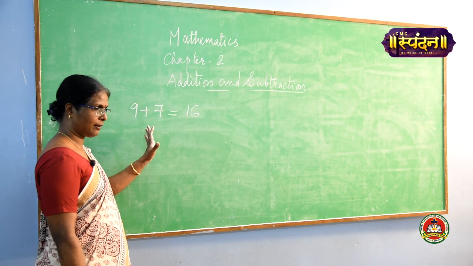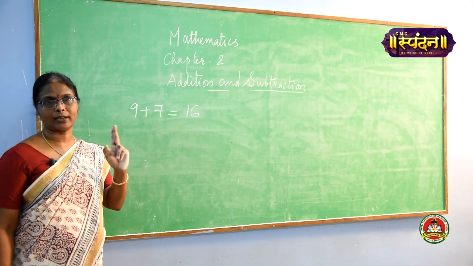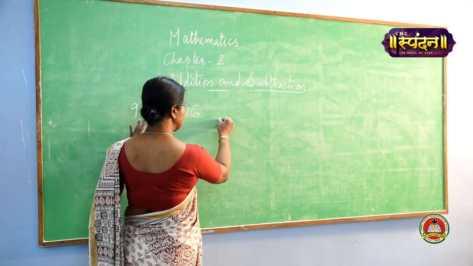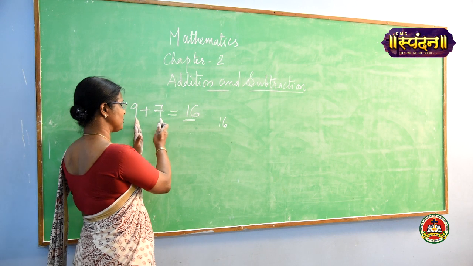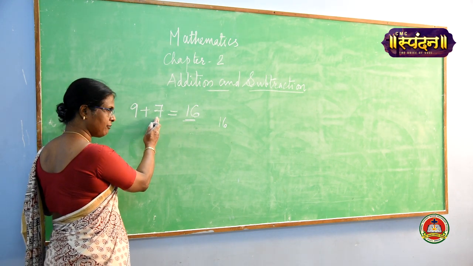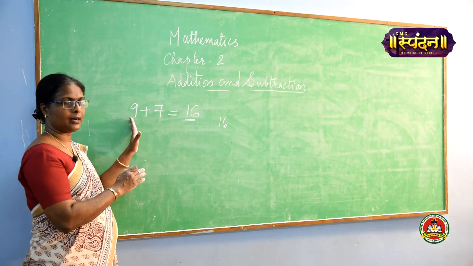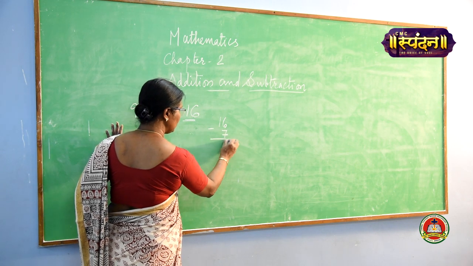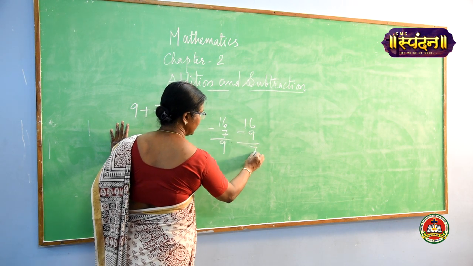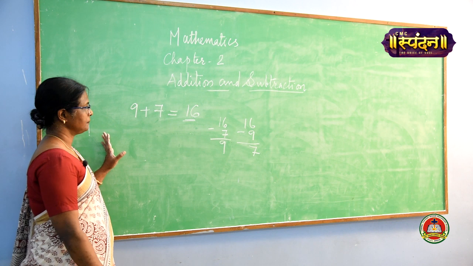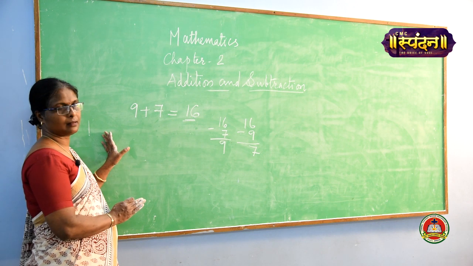For this addition fact, how am I going to check whether I have got the correct answer or not? For an addition fact, there are two subtraction facts. The subtraction fact starts from 16. This is the sum that I have got, this is the result I have obtained. From the 16, if I subtract any of these numbers, 16 minus 7, I should get the other addend. If I take one number and subtract, I should get the other addend. So 16 minus 7, I should get 9, and 16 minus 9, I should get 7. Is that clear? So this is the way we can check the answer.